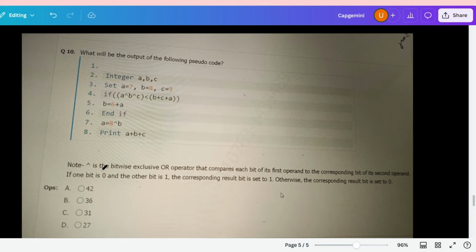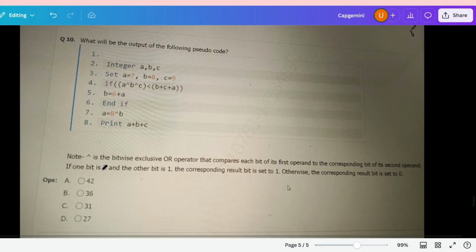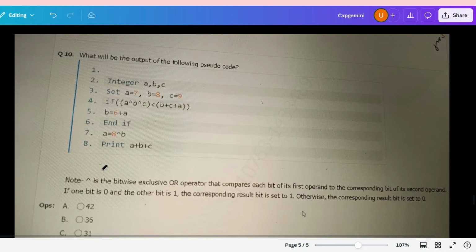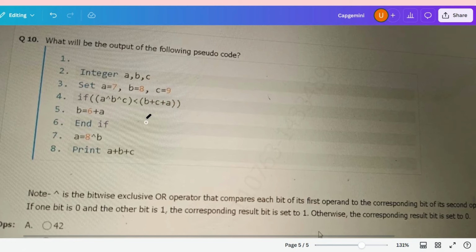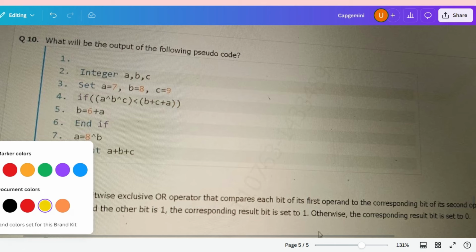Okay, so let me show the answer of this question. I hope you guys have paused the video and are cross verifying if you are right or not. Okay, so at first they have initialized the values 7, 8, 9 for A, B, C. Then they're checking if A or B or C is less than A plus B plus C. So A or B or C means, so let me just change the pen color.